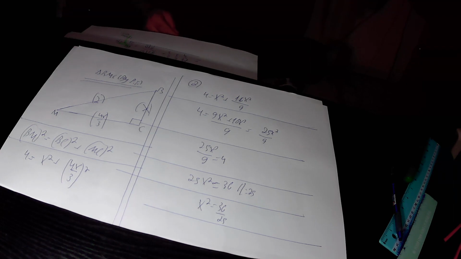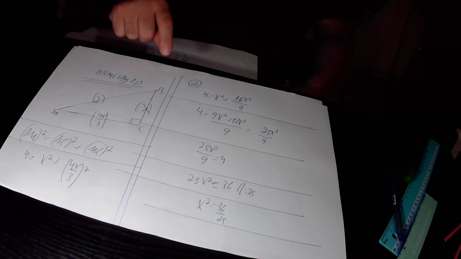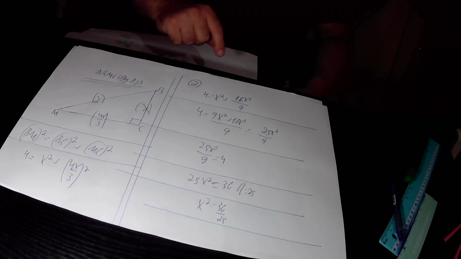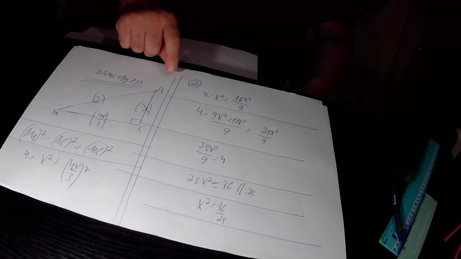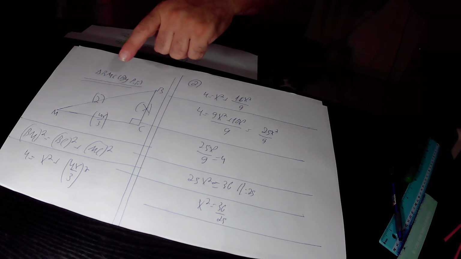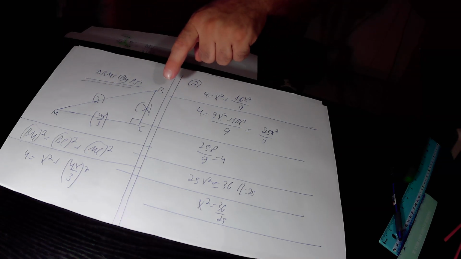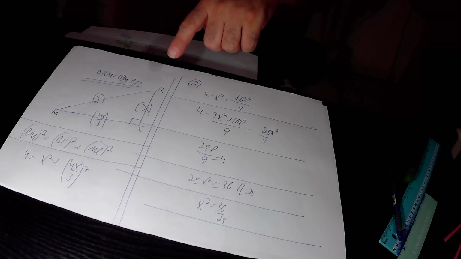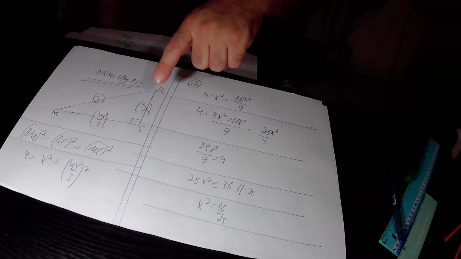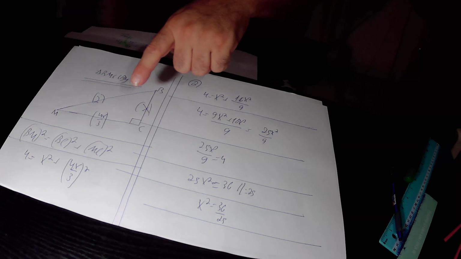In this right triangle BMC, according to the Pythagoras theorem, BM square equals BC square plus MC square. Again, BM square equals BC square plus MC square. BM is 2, therefore BM square is 2 squared, that is 4, and it equals BC square. BC is x, therefore BC square is x square, plus MC square. MC is 4x over 3, therefore MC square is 4x over 3 squared.